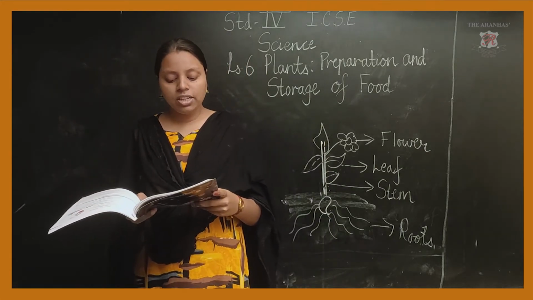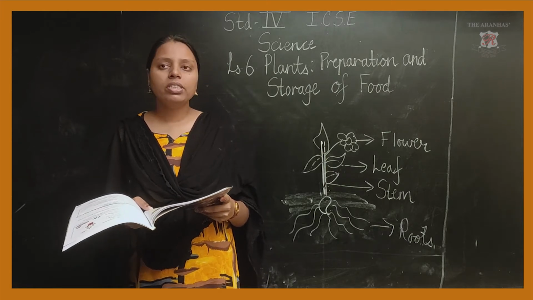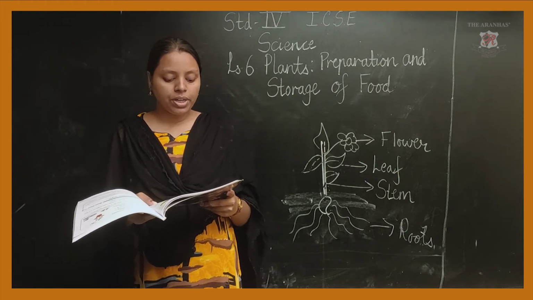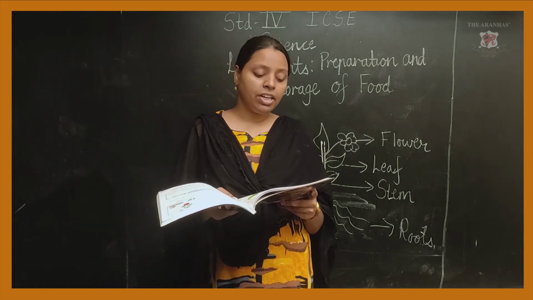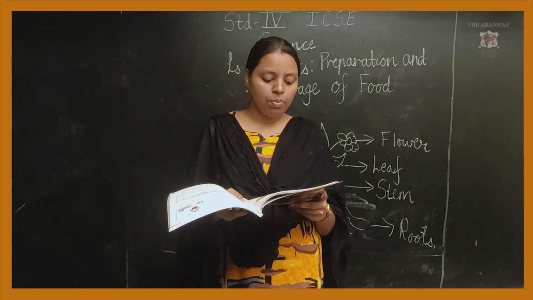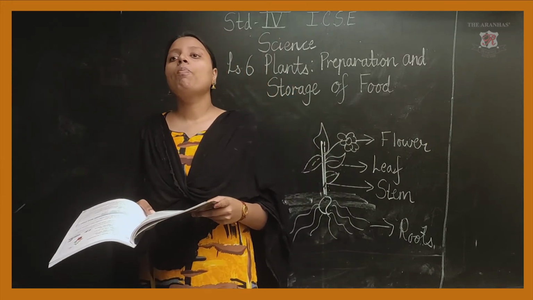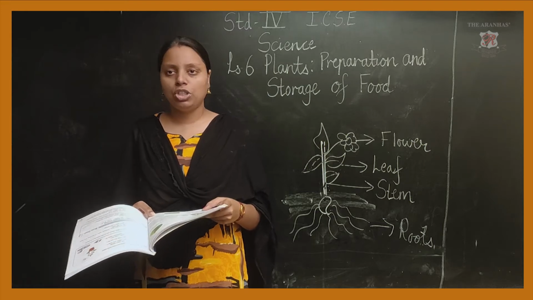Carbon dioxide enters the leaf through it. So, through the stomata, carbon dioxide enters, while oxygen and water vapor are produced during this process and given out. So plants take in carbon dioxide and give out oxygen.